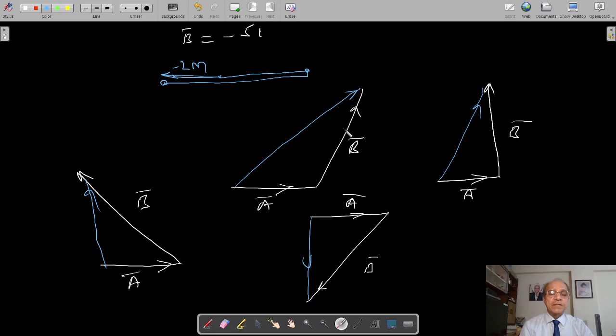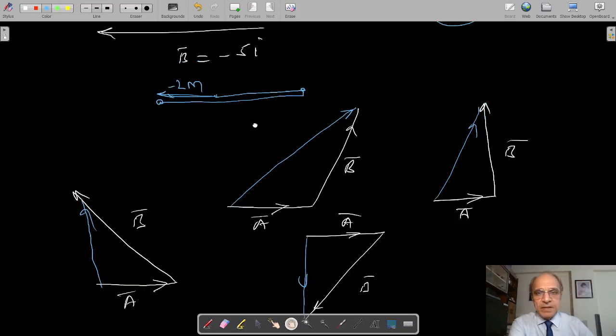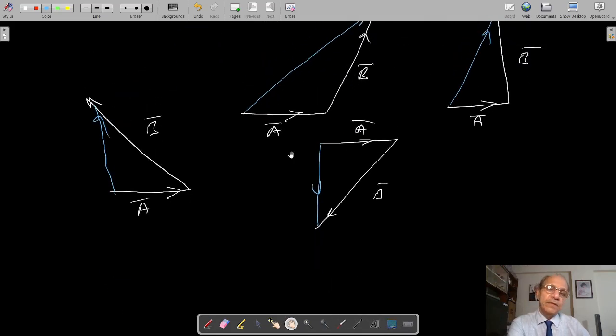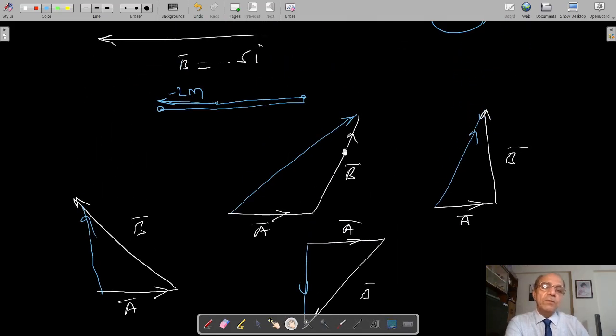Okay. So a resultant vector will always be different. In this case, this is the resultant. The person has reached here. In this case, the person has reached here. So the final result is different. Here also you have seen that the result is different. Here it was 8 meter and here it is minus 2 meter. 8i and minus 2i. Okay. So how do we handle such cases?